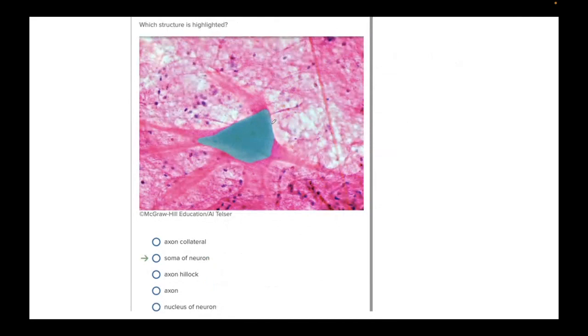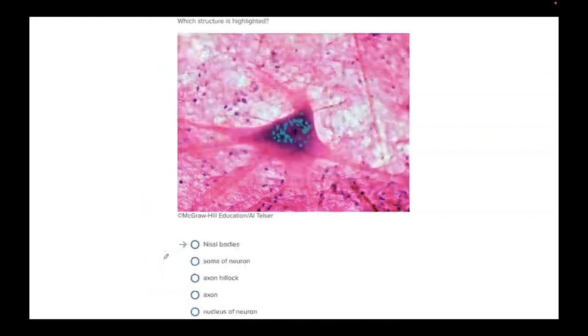Okay, we're looking at a neuron here. These are dendrites. This is the cell body, that's the axon, and that's the axon hillock. So this blue structure is the cell body, but we don't see cell body as a choice, but we see soma. Soma means body. That's the cell body of the neuron.